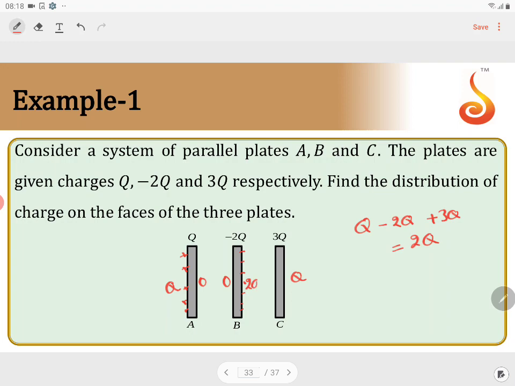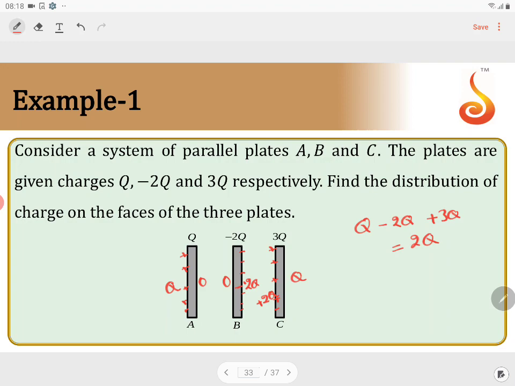So that's why here minus 2Q charge will be induced. On this face, minus 2Q. And because of induction, the opposite face will get equal and opposite charge. So that is plus 2Q, plus 2Q.